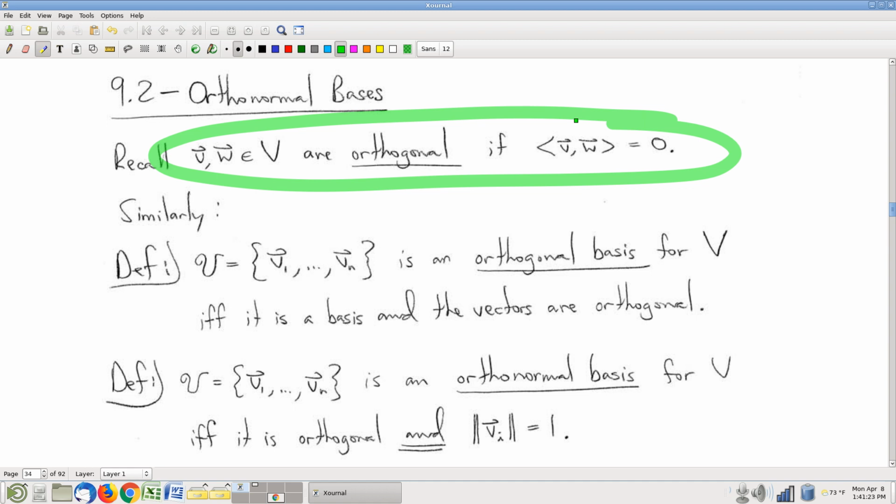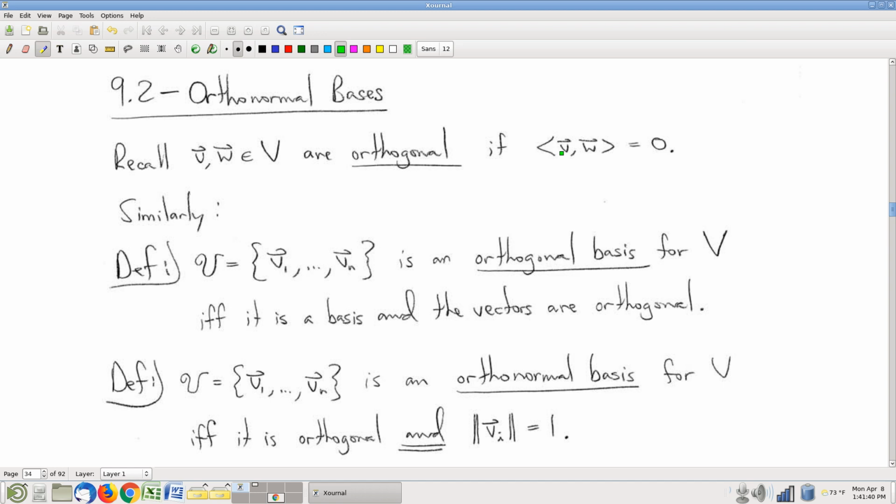Now, very importantly, what inner product? Well, the inner product associated with that inner product space, right? So it's going to be different in every inner product space. Okay. All right. So I think, like I say, pretty plausible definition.